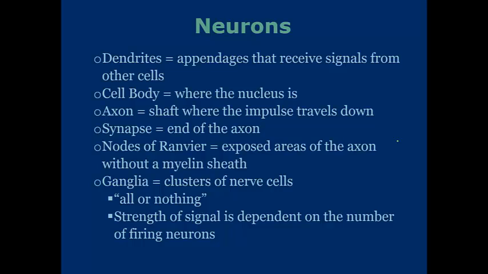Neurons are comprised of dendrites, a cell body, and an axon, and nodes of Ranvier are exposed areas of the axon without a myelin sheath. A ganglia is noted as a cluster of nerve cells. Remember that neurons fire on an all or nothing scale, so they either fire or they don't. There's no in between. Because of this, the strength of signals depends on the number of neurons that are firing.